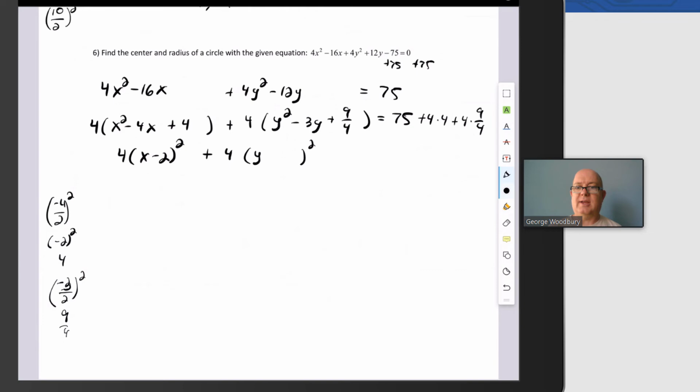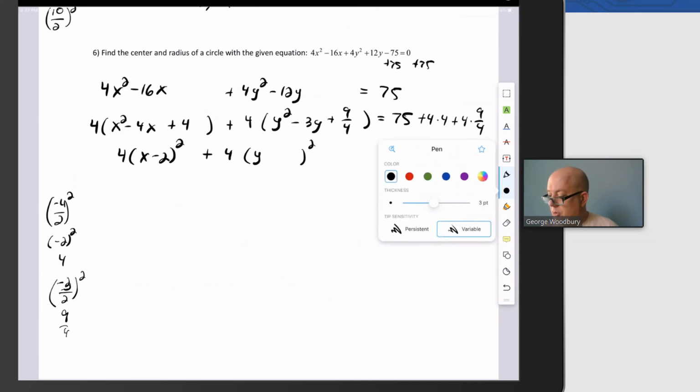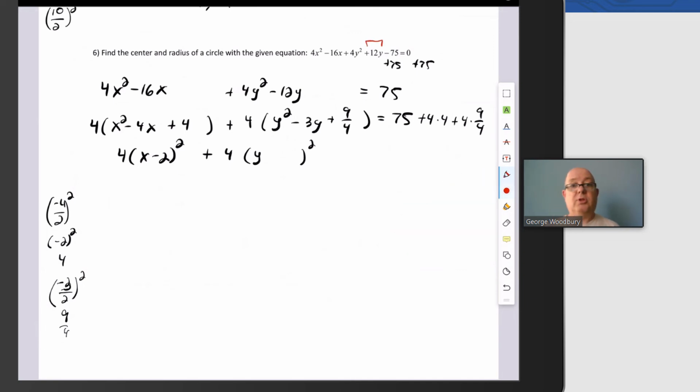Oh, I've made a sign mistake here. It's unfortunate to have caught it here. I made a mistake. Let me put some red on that. It was plus 12y, but I had written minus 12y. When I factor out the 4, that's going to be plus 3y there. So I think I've edited it correctly. Where I am fortunate is that positive 3/2 squared is still 9/4. So I've added the right number there, but I'm glad I caught that when I did.